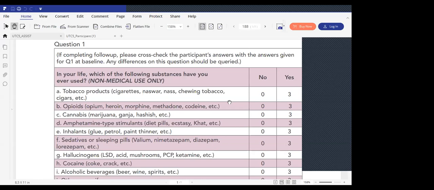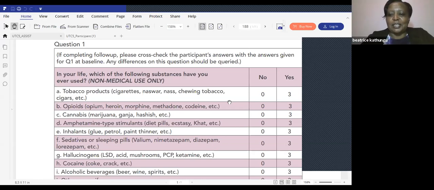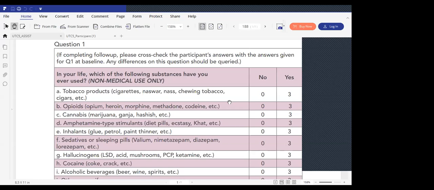Sorry, ma, I didn't hear his response to the question on opioid, please. Okay, so George, kindly speak a little louder so that the participants can hear. So George has used opioids and he has also used cannabis and he has used tobacco. Thank you for bringing that to our attention.